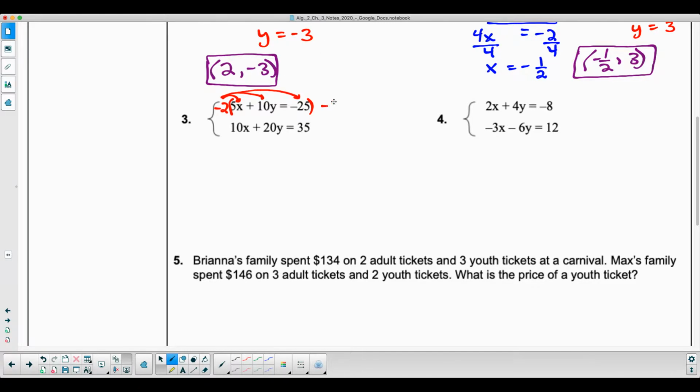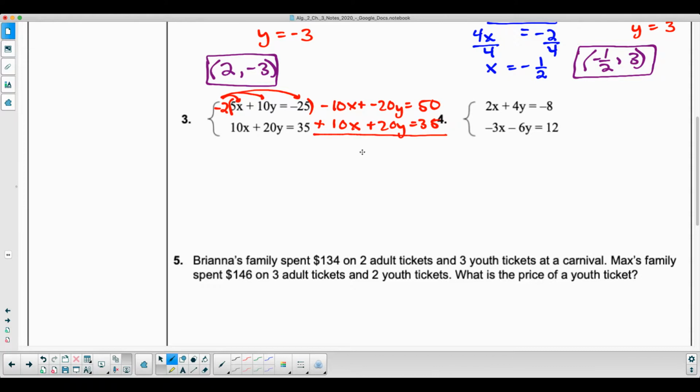So this equation is all doubled, so negative 10x plus negative 20y equals positive 50. Down here we have 10x plus 20y equals 35.